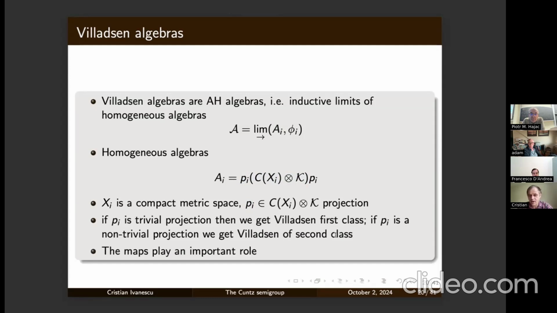Now, as with any inductive limit, the maps play an important role. Just to give you an easy idea, if you have complicated building blocks, like I just explained, but the maps are trivial, then the inductive limit is going to be trivial. So the maps play a very important role, and this is why next I want to tell you something about the maps.